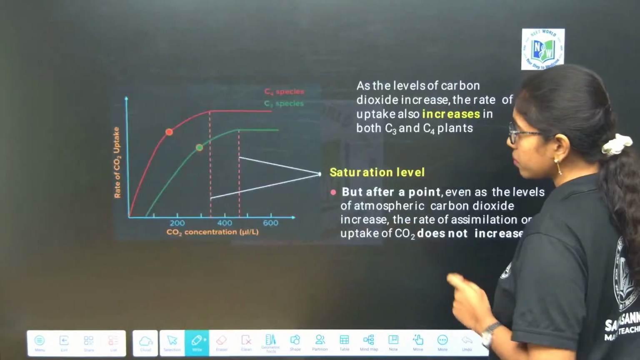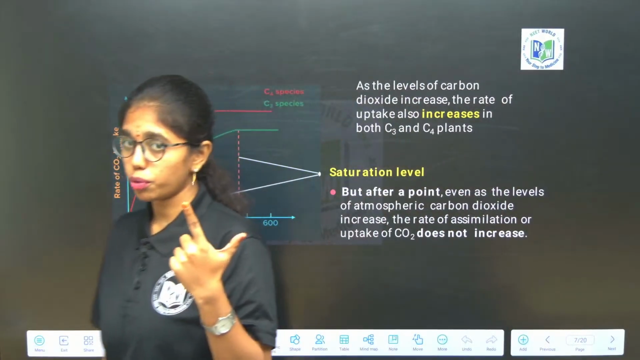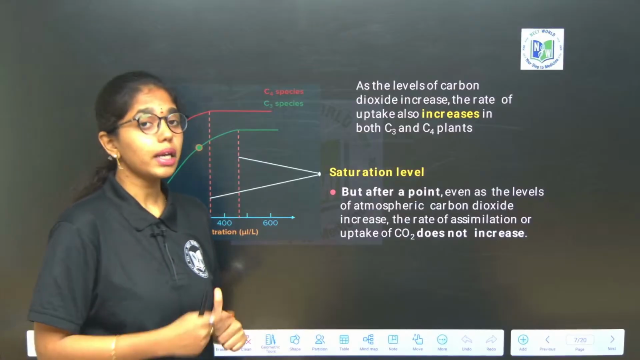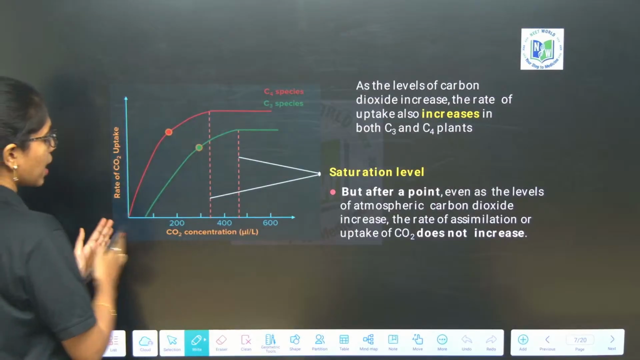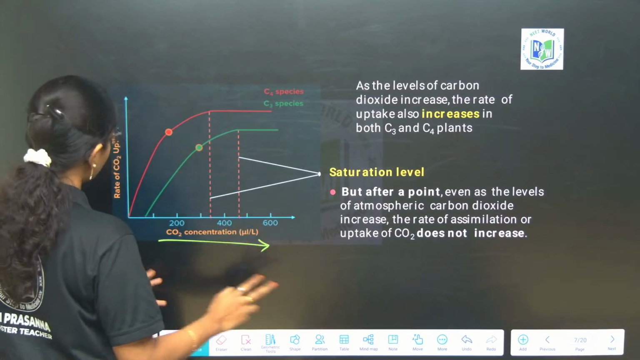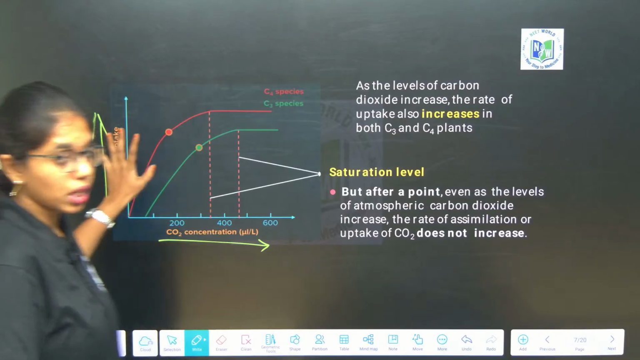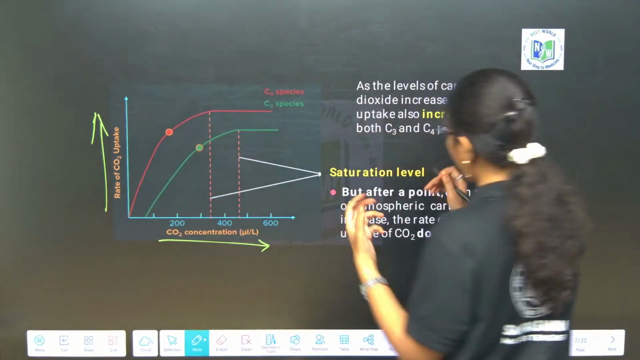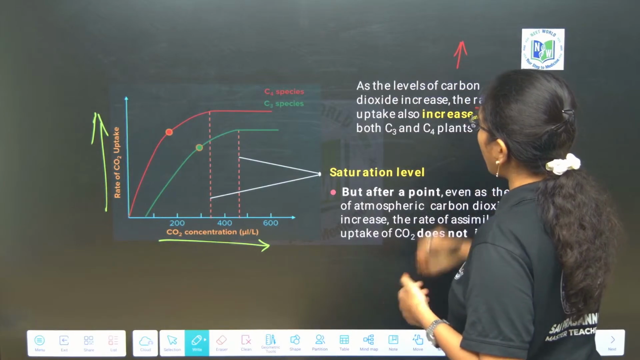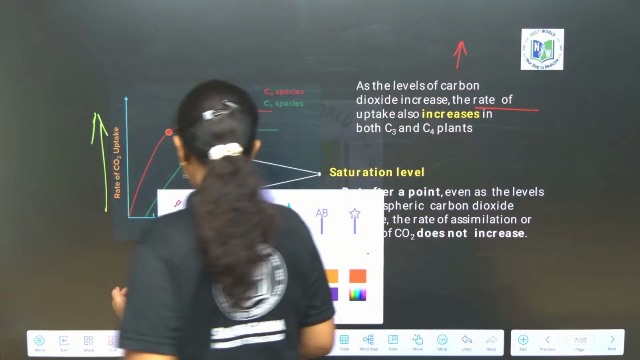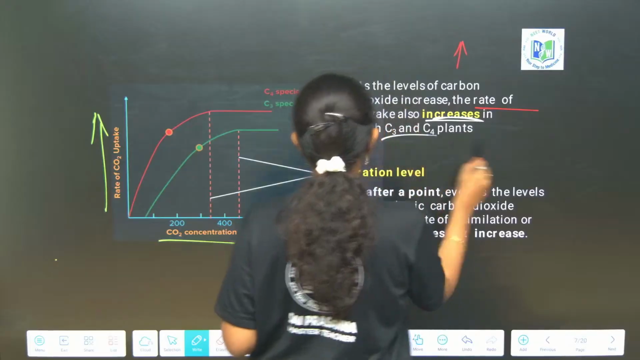And then how carbon dioxide concentration is affecting C3 plants and C4 plants. We know C3 plants are what? Temperate plants, and C4 plants are what? Tropical plants. So here, if you see, on the x axis we have plotted carbon dioxide concentration, on the y axis the rate of carbon dioxide uptake is given. As the levels of carbon dioxide increase, the rate of uptake also increases.